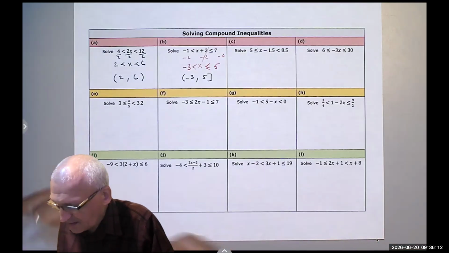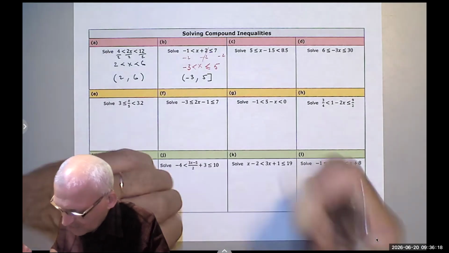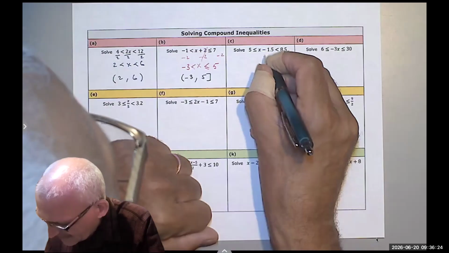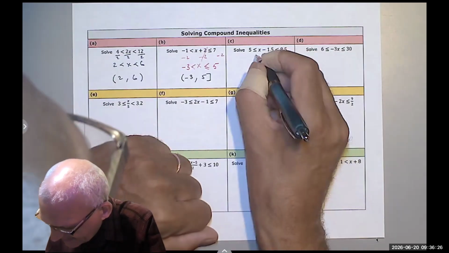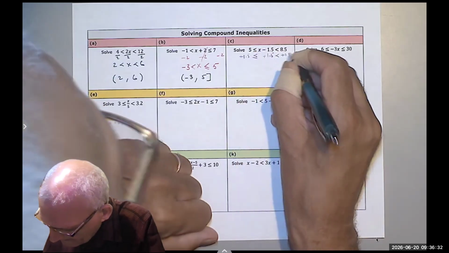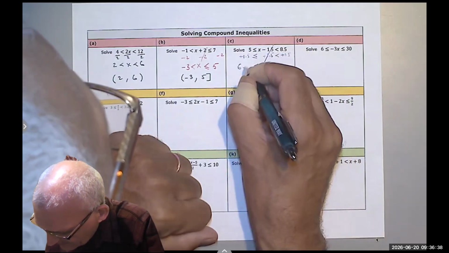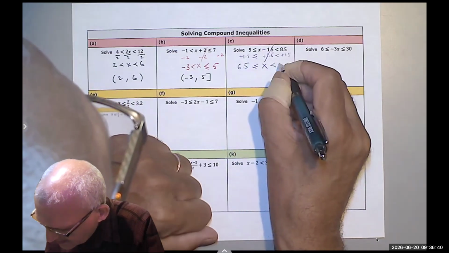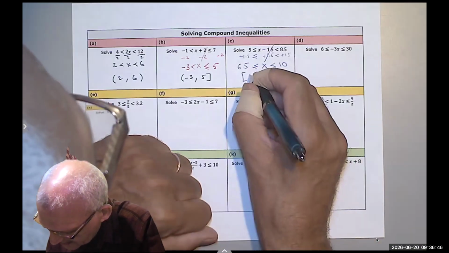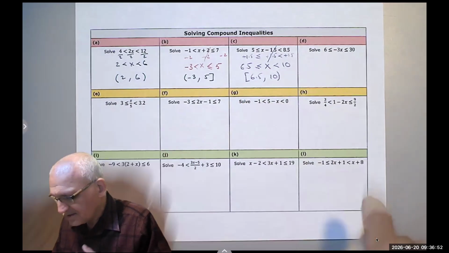Let's move to the third one. I have x with 1.5 subtracted from it, right? I want to add 1.5 so that these cancel each other. But if I add 1.5, I have to add 1.5 to all three pieces. So I get x is greater than or equal to 6.5, less than 10. And again, if you want to write it in interval form, I would say bracket 6.5 comma 10 parenthesis.